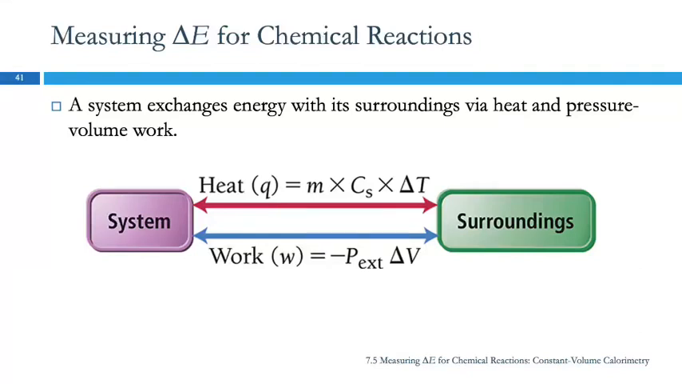So a system can exchange energy with its surroundings by heat and work, and we've talked about both of them now. Heat, Q, is mc delta T, and pressure-volume work is negative P times the change in volume. And we can have both of these going in the same direction, or they can be going in opposite directions. Any combination is possible here.